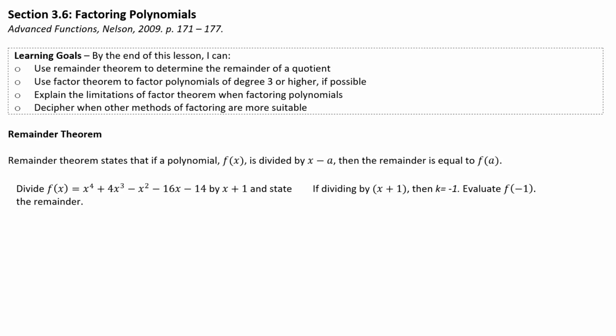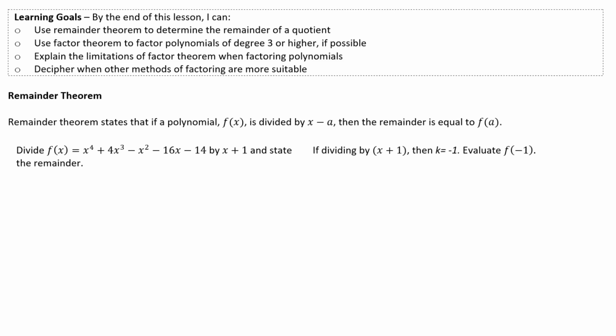Section 3.6, Factoring Polynomials. By the end of this lesson, you should be able to use the remainder theorem to determine the remainder of a quotient. Use factor theorem to factor polynomials of degree 3 or higher. Explain the limitations of factor theorem when factoring polynomials, and decipher when other methods of factoring are more suitable.